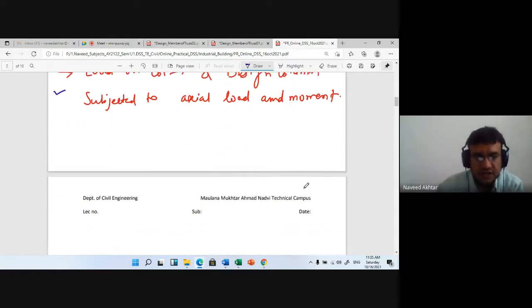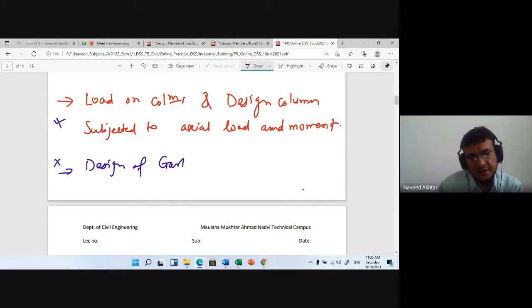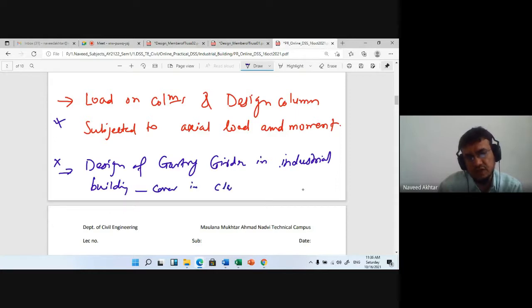Then you have to design, this is also balanced. This is not done. Design of gantry girder, gantry girder in industrial building. So this we will cover in classroom lecture.